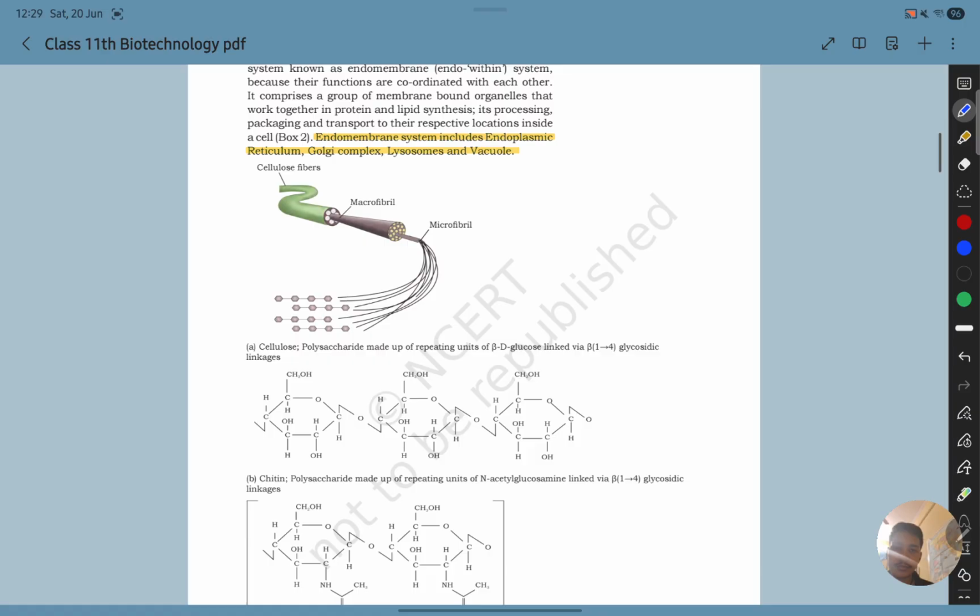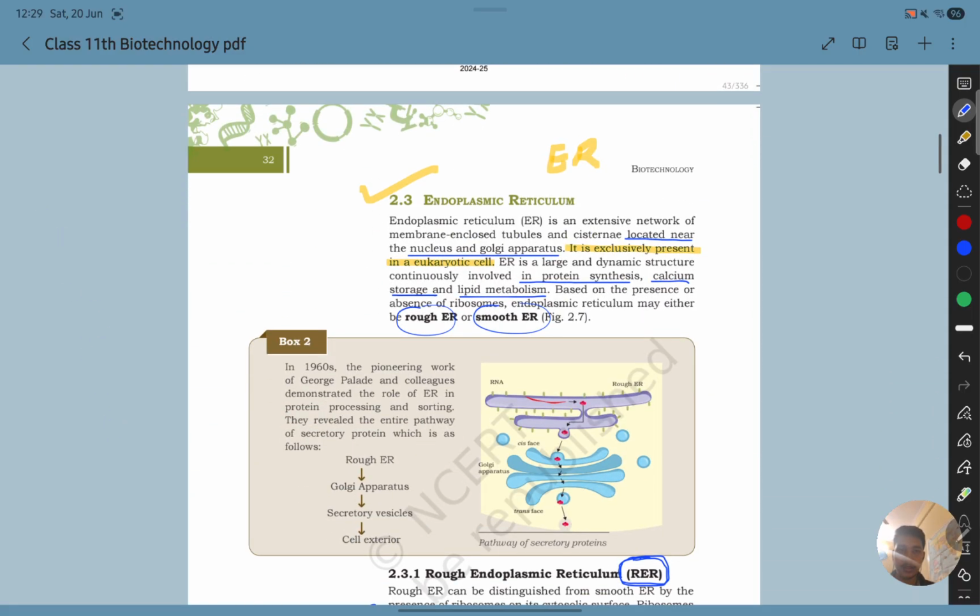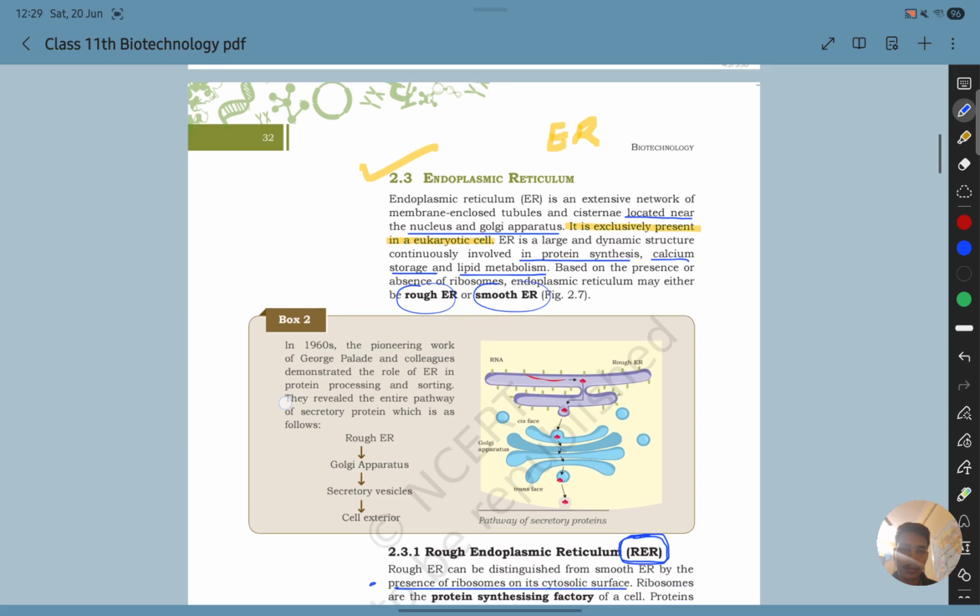So moving forward, the examples of the endomembrane system include the endoplasmic reticulum, Golgi complex, lysosomes and vacuoles. These four are the endomembrane system. We will read all of these in depth. Now our first topic is the endoplasmic reticulum. It is located near the nucleus and the Golgi apparatus.